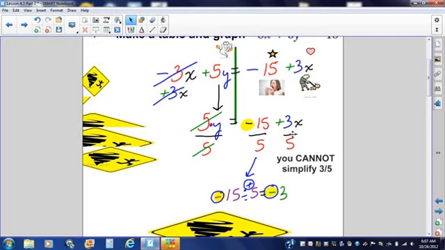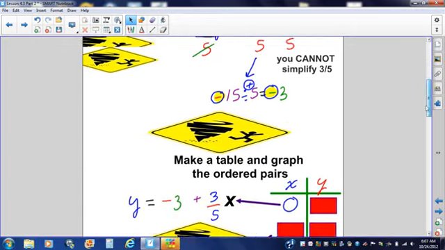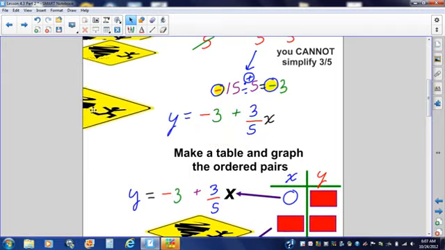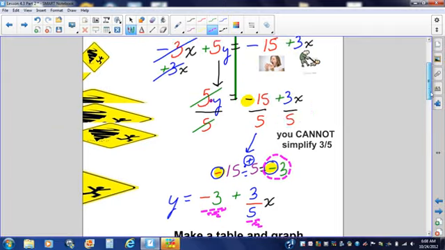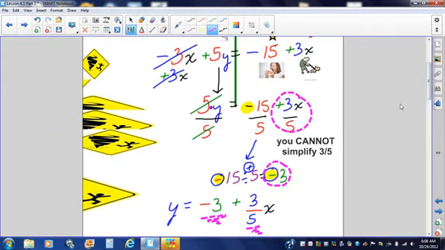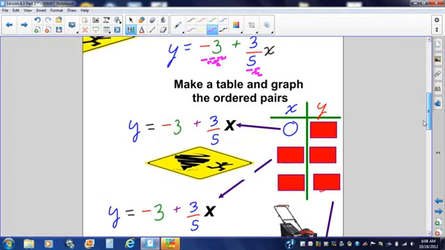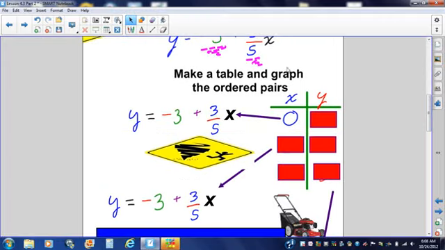Now we have 3 over 5. You cannot simplify 3 over 5. It's already in lowest terms. So, when we rewrite the equation, we should have y equals, we have our negative 3. There's our negative 3. We have 3/5 because we could not simplify 3/5 x up here. So, let's make a table and graph it.